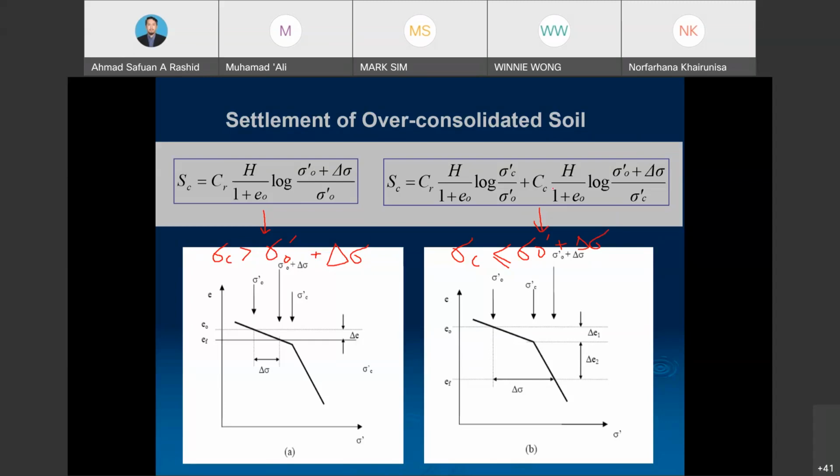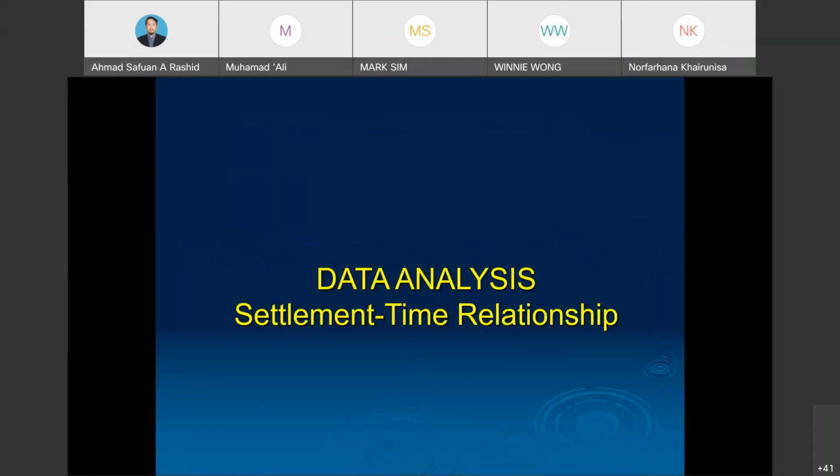However, MV could not cater for this kind of problem. That's why the CC and CR approach is more comprehensive compared to the MV approach. So that is for the equation of the settlement. Later on, we may discuss using Dr. Kamaruddin's reference book.